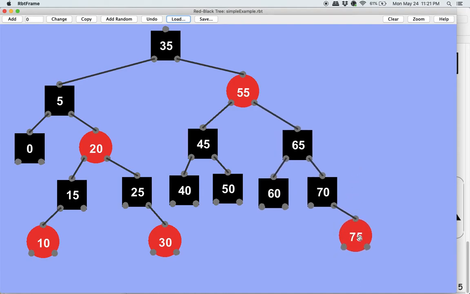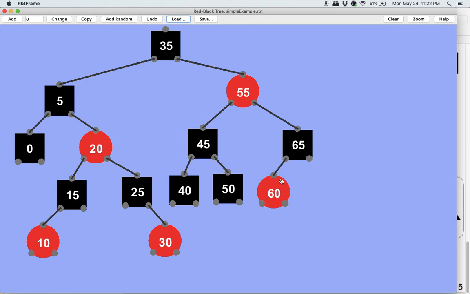I now delete the 75. Red leaf, no problem. Delete the 70. That causes a shortness from this side. I look at the parent black, sibling black. The children are null, so they're not red. And so that's transformation number 5.